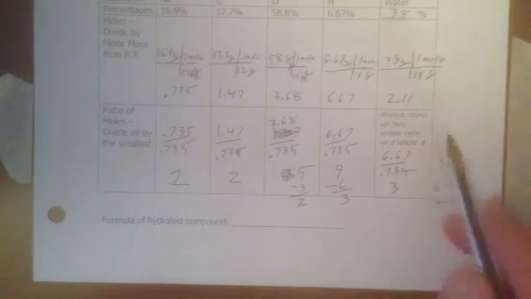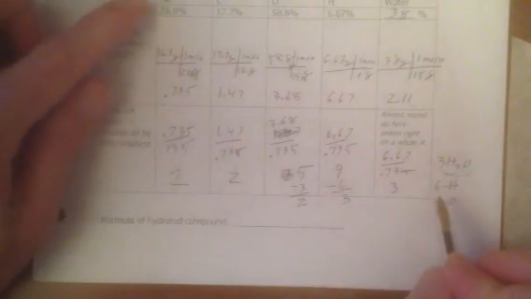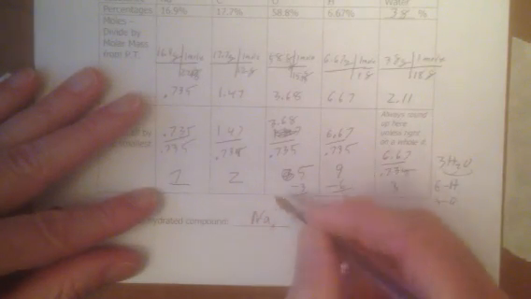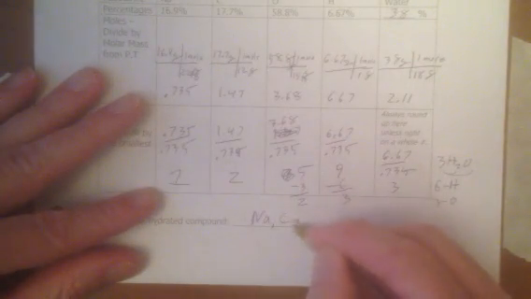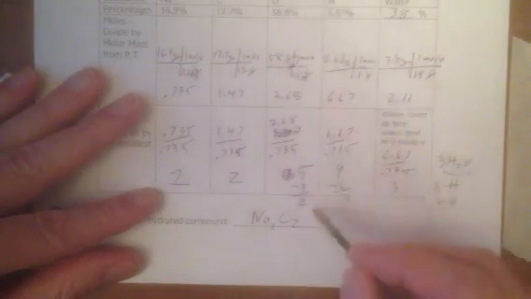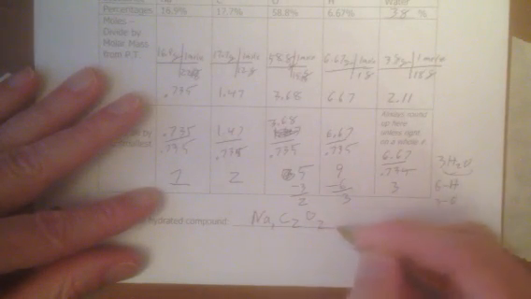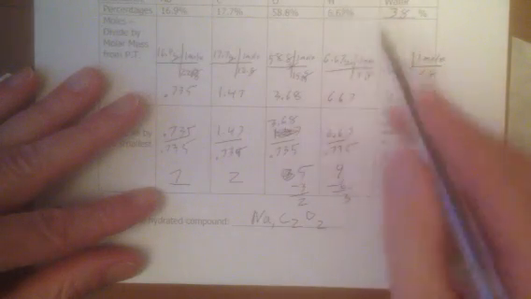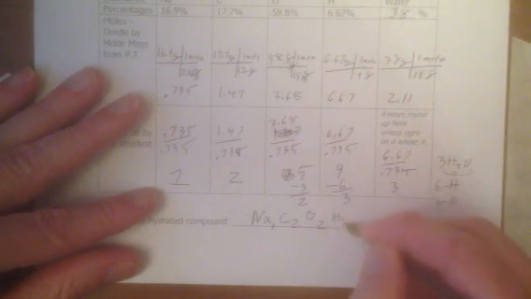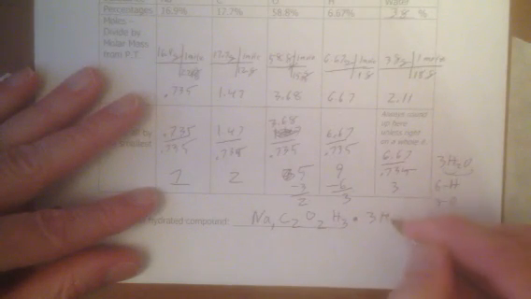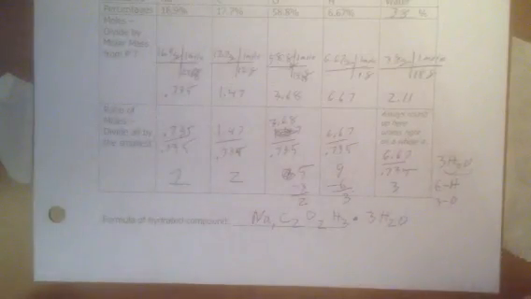So now I'm ready to write the formula of my compound. From my compound, I see that sodium is going to be a 1, carbon would be a 2, oxygen is a 2, hydrogen is going to be a 3, and our dot 3 waters. And so that would be the formula of our compound.